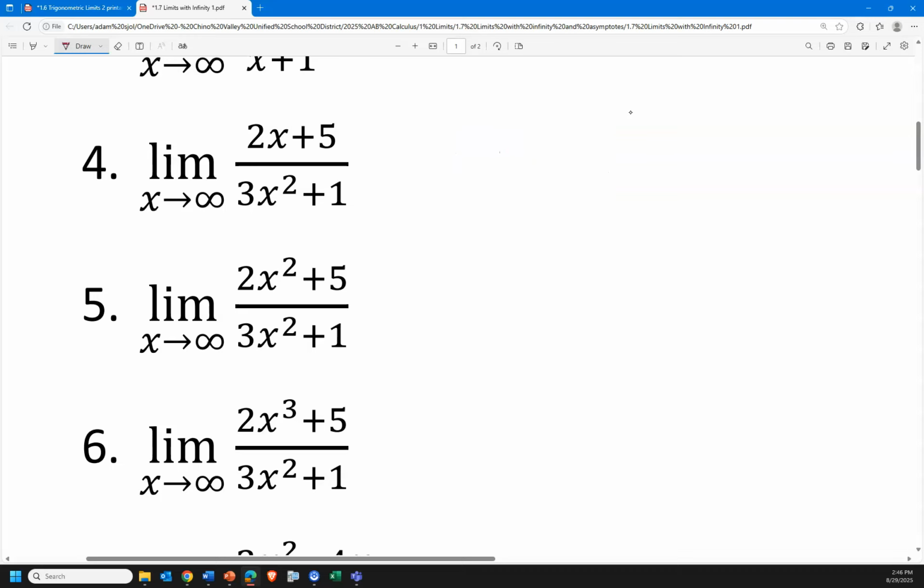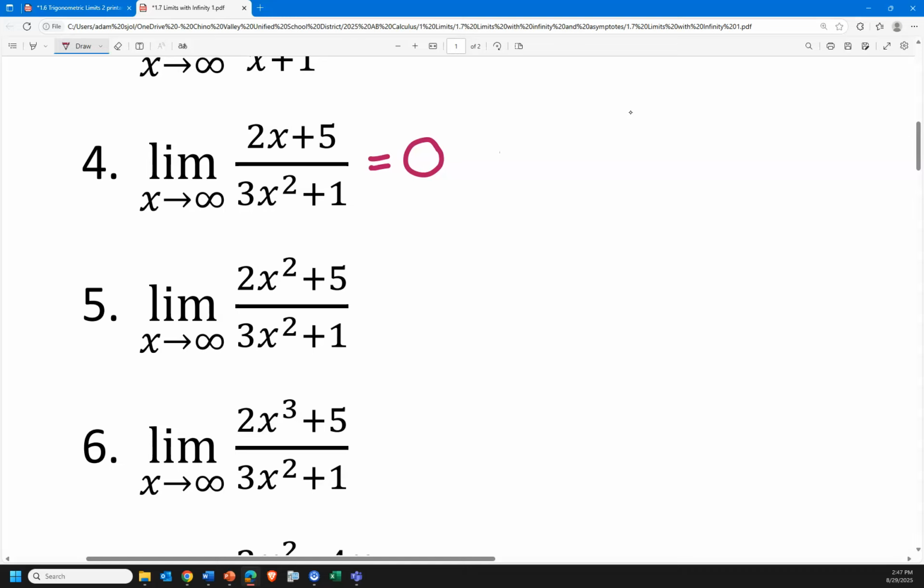When we use a billion, again, we're kind of ignoring the 5 and the 1. So that's like 2 times a billion over 3 times a billion squared. One of the billions divides out, basically, and we get 2 over 3 times a billion. Same logic with a trillion. 5 and 1 are insignificant. 2 times a trillion over 3 times a trillion squared is 2 over 3 trillion or so. We get 0. The denominator is growing much faster than the numerator.